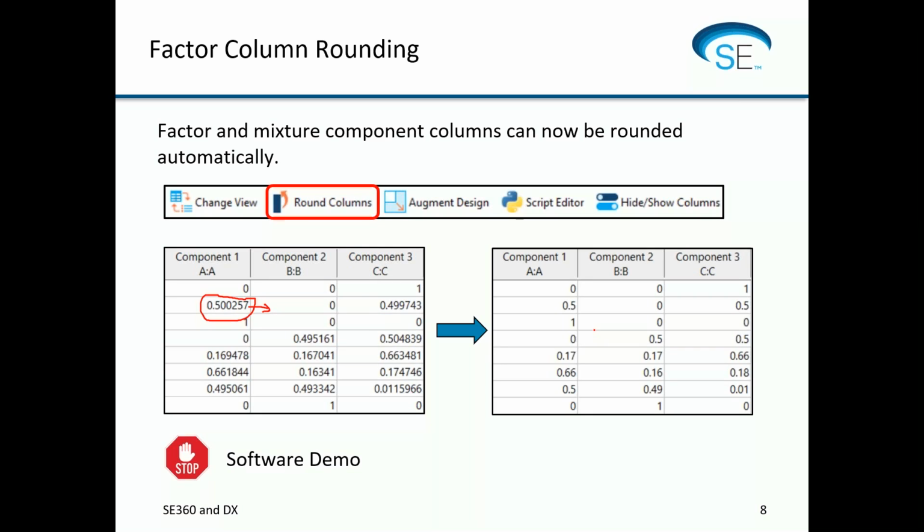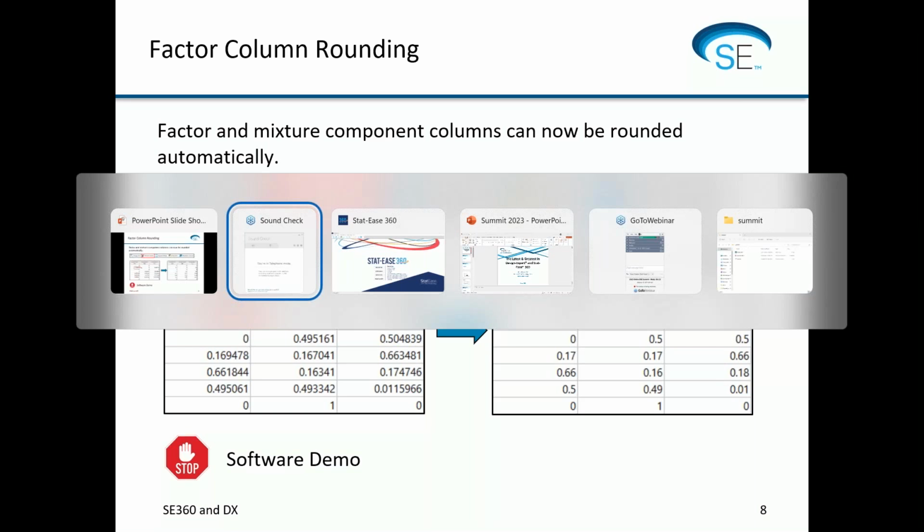Through the round columns function, you can tell the software either how many significant digits or how many decimal places you'd like to round everything off to. Now, if you have a very small design and it's a response surface design, it's pretty easy to do this by hand. But if you have a large mixture design, rounding mixtures is very complicated because if you round one component up, then you have to round something else down. So the software will simply do this for you.